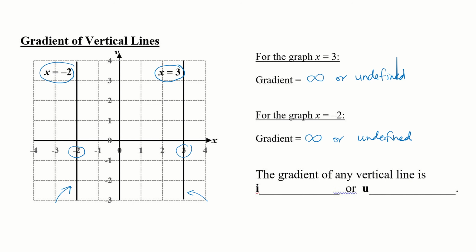So the gradient of any vertical line is, now how do we spell infinity? Infinity stone, right? And undefined over here. Oops, wrong. Missing E there.